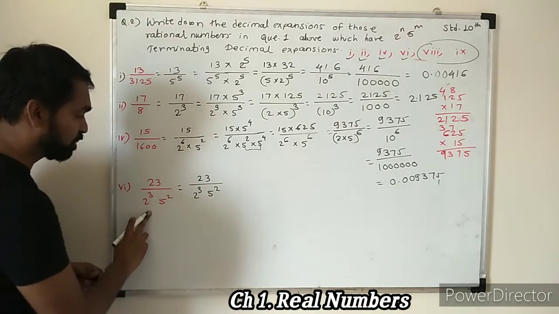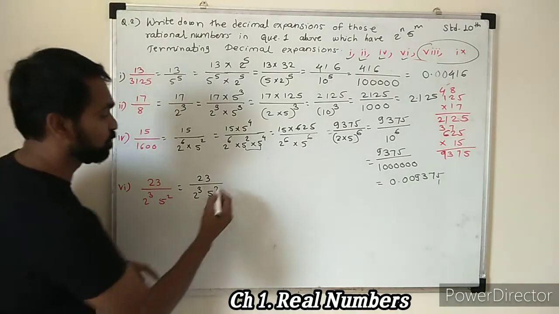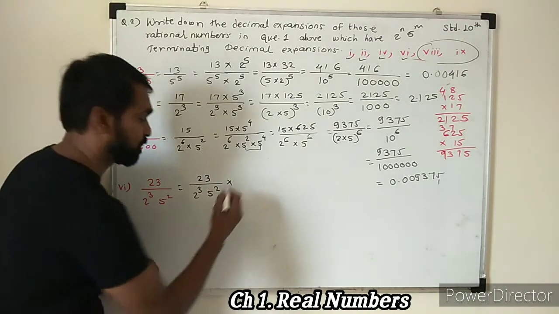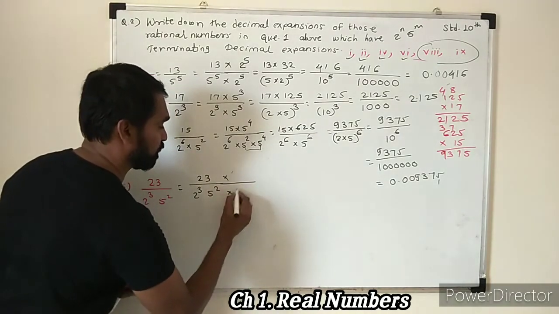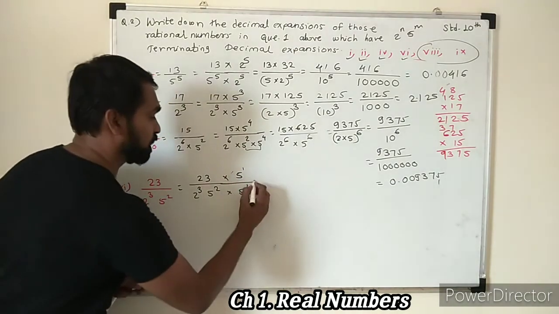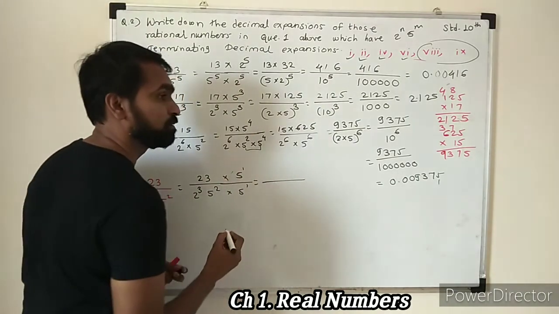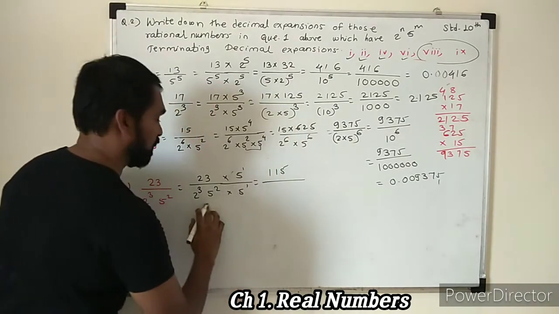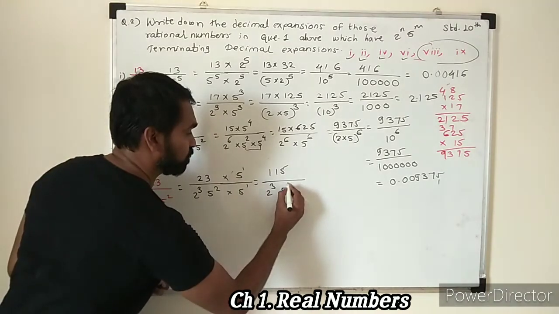See 23 upon 2 raised to 3, 5 raised to 2. 2 raised to 3 and 5 raised to 2. Okay. So here one 5 is required, right? Then power same. So 23 multiply 5 raised to 1. Here also 5 raised to 1. And then 23 times 5 is 115, right? 115 upon 2 raised to 3 and 5 here means 5 raised to 3.